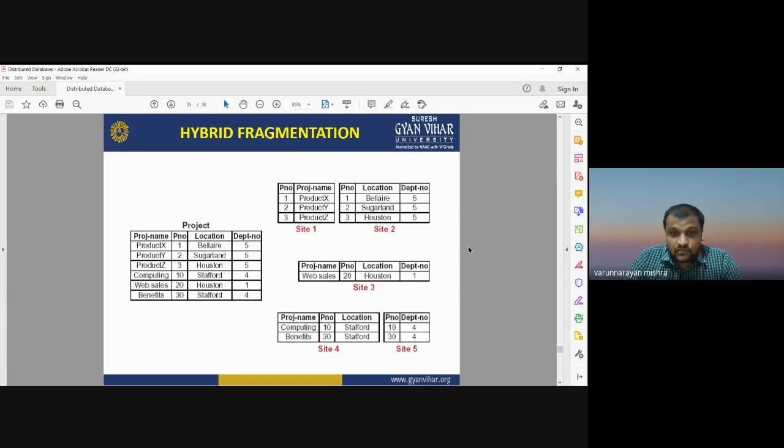Then in site 2 we have the P number, location, and department number. And out of all the table information, department number 1 can be separated as a separate table, and the information related to department number 4 will be fragmented as a separate table. So this is the way we can do the hybrid fragmentation. It performs the horizontal as well as the vertical fragmentation. That's why it is known as hybrid fragmentation.